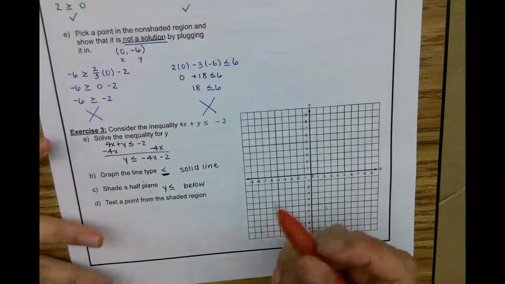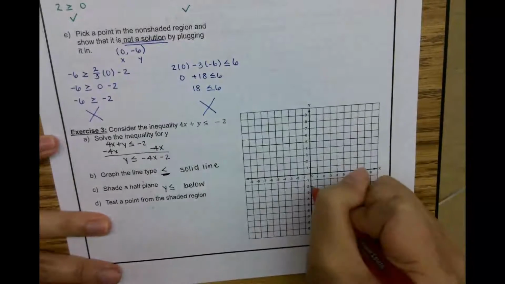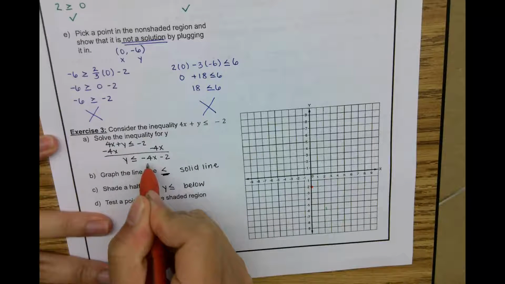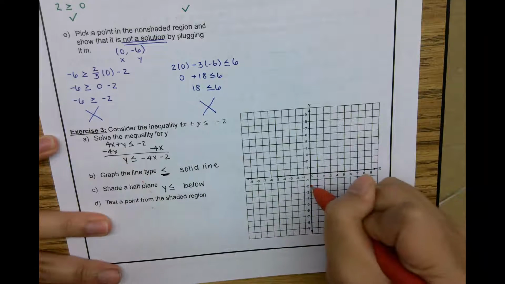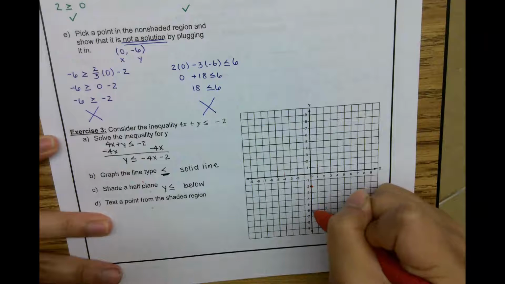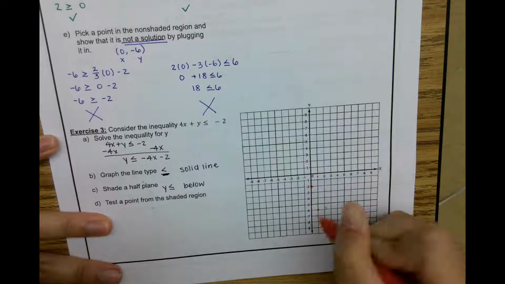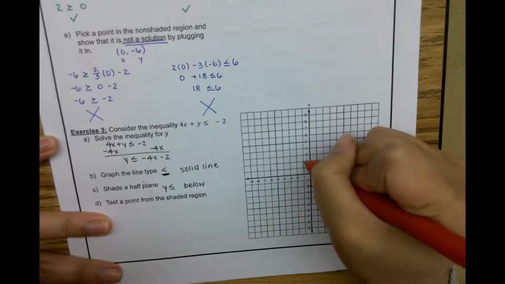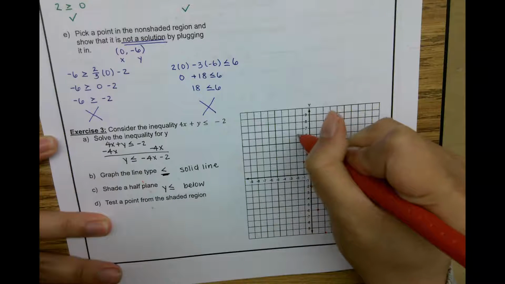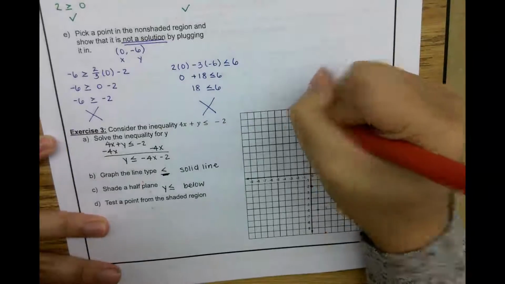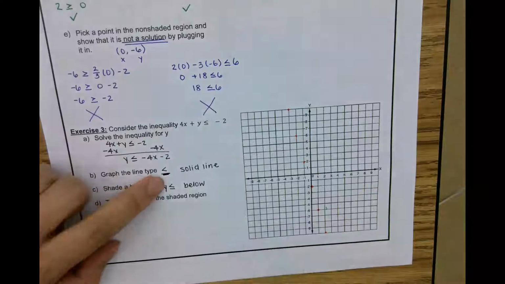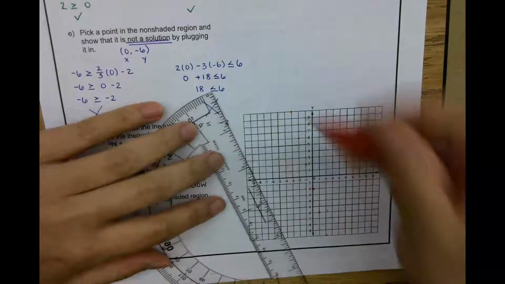I'm going to start with my y-intercept, which is here at negative 2, my b. Then using my slope, I'm going to graph the next point. Since it's negative 4, I'm going to go down 4, 1, 2, 3, 4, and then to the right 1. And then, so it's a little bit more accurate, I'm going to keep going throughout. Again, because of that equal to, it's going to be a solid line.